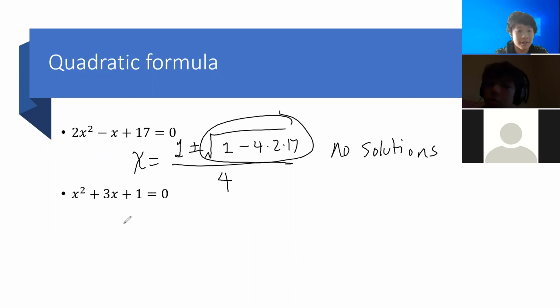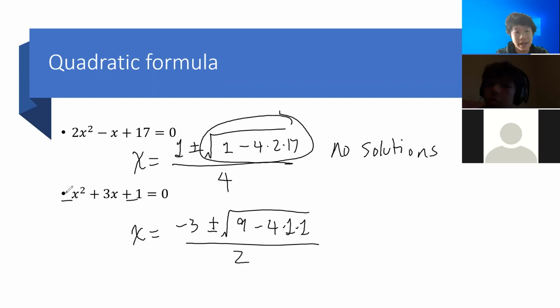All right, so let's try the next one. Use the same thing, negative b plus or minus the square root of b squared, which is 9, minus 4 times 1 times 1, 4 times a times c, all over 2 times a. So 9 minus 4, that's just 5. This one we can evaluate because 5 is a positive number. This is basically the answer. We can have 3 plus square root 5 over 2, or negative 3 minus square root 5 over 2. So those are the two solutions.